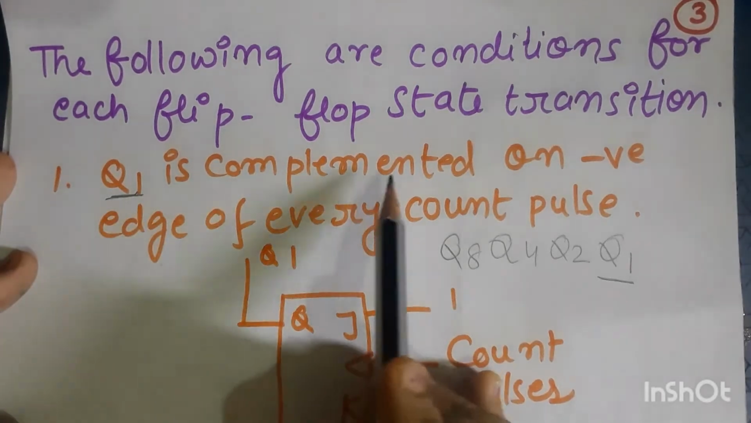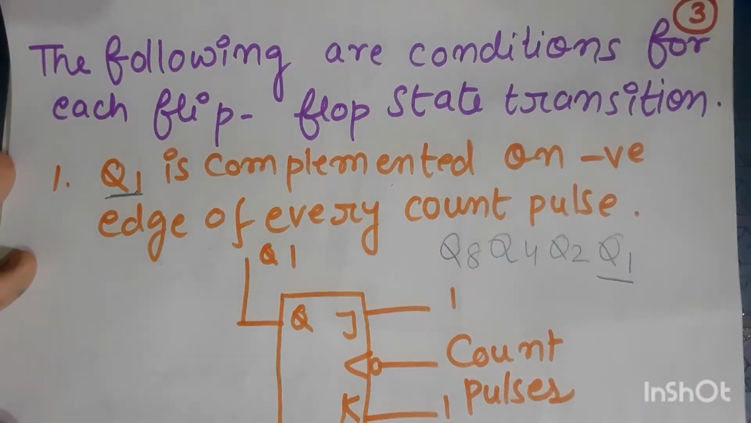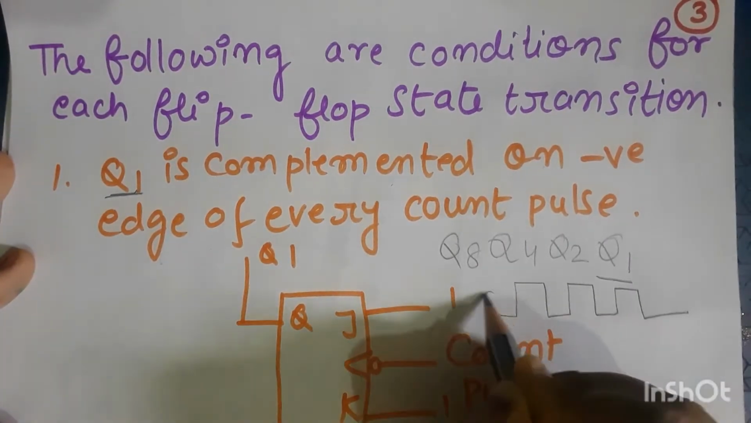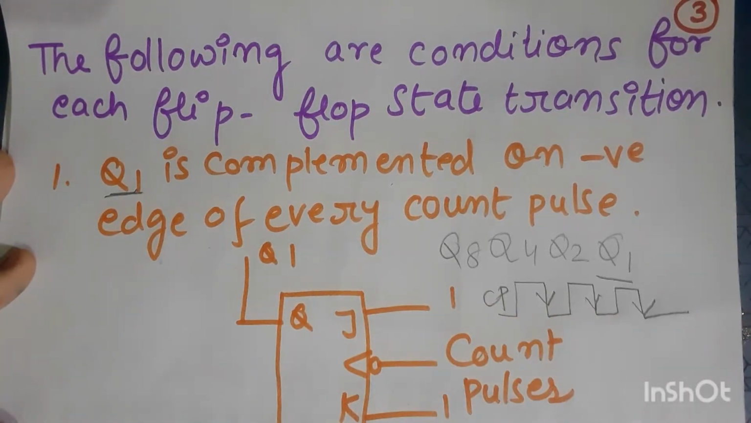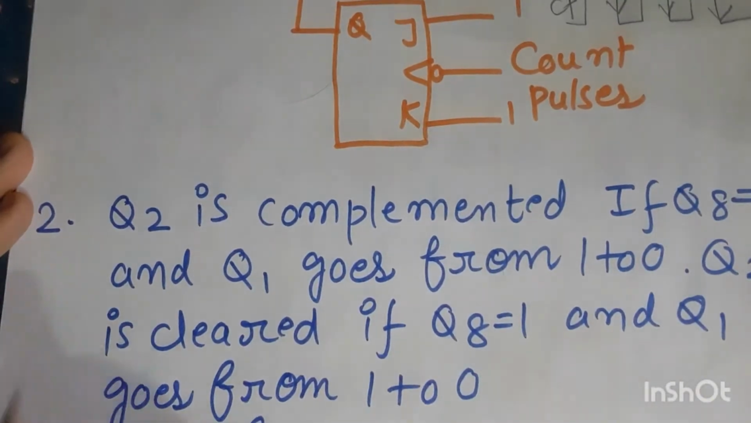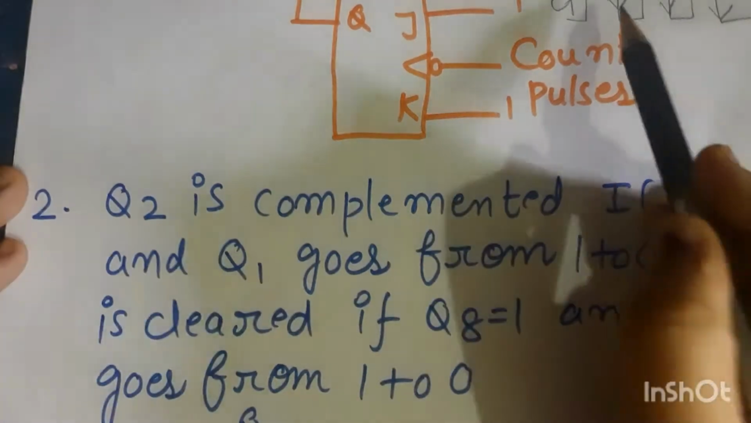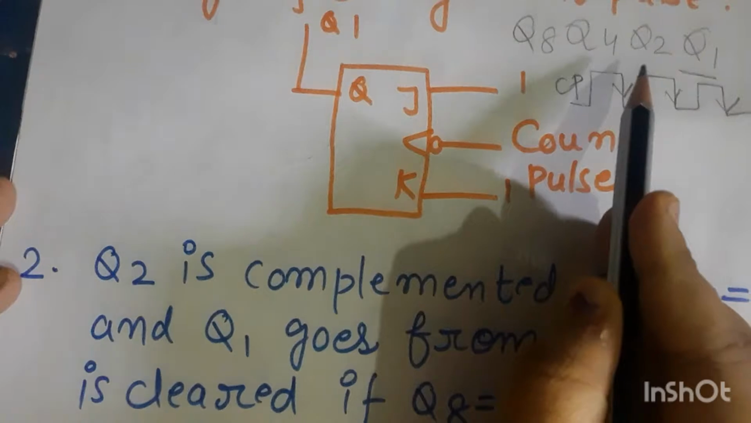Q1 is complemented on the negative edge of every count pulse, whenever the transition happens for CP, a 1 to 0 transition. The JK flip-flop is complemented because the JK flip-flop has 1 input. Now the condition 2, Q2, that is the second least significant bit.